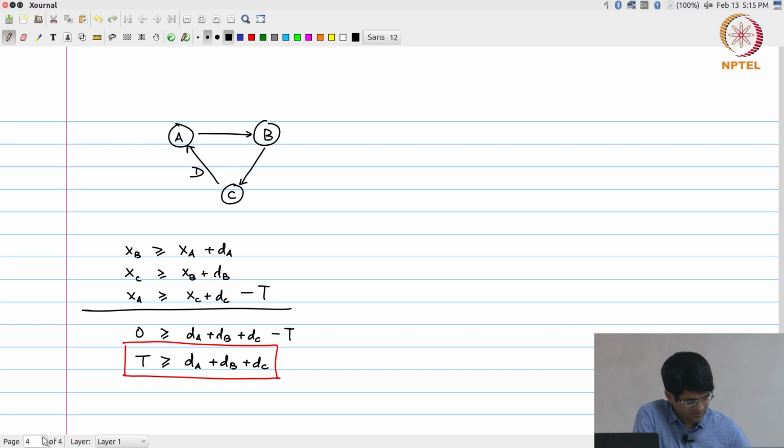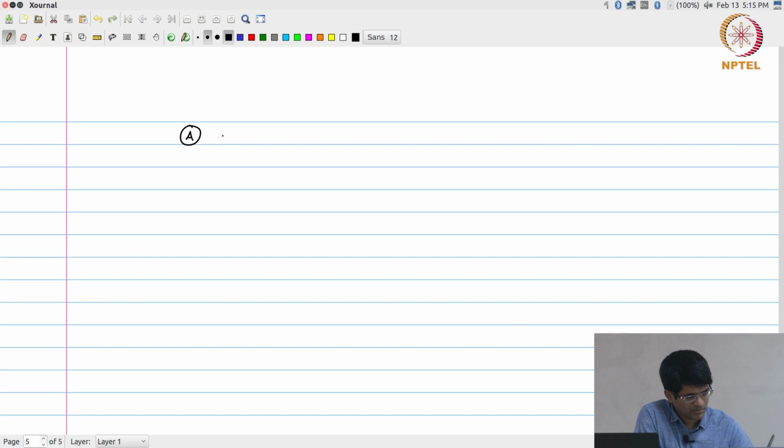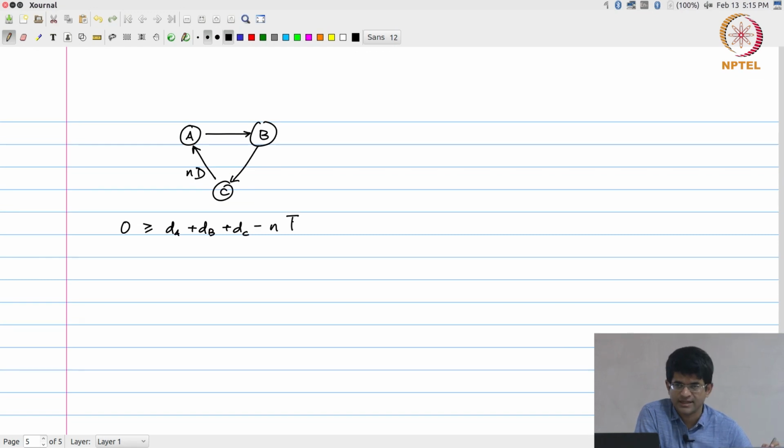Let us take this one step further. What if it was n tokens that we had over here? If I write down the equations, do the cancellation, etc., what I will end up with is 0 greater than or equal to dA plus dB plus dC minus n times t. Or in other words, t must be greater than or equal to dA plus dB plus dC divided by n.